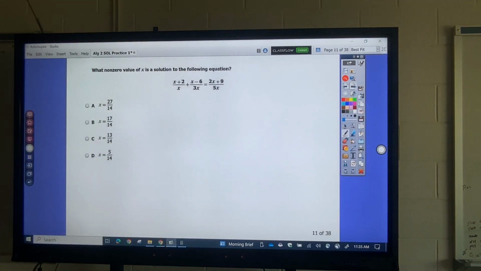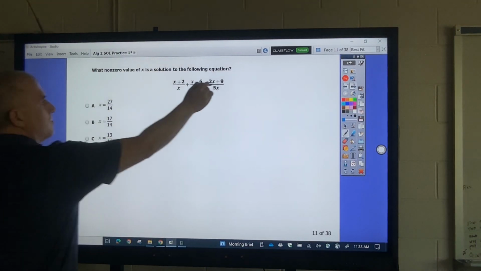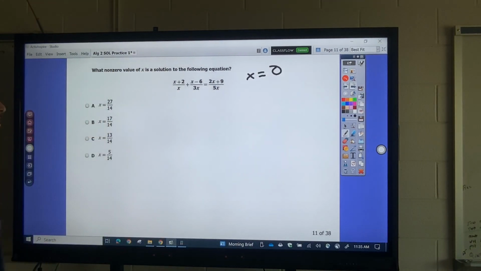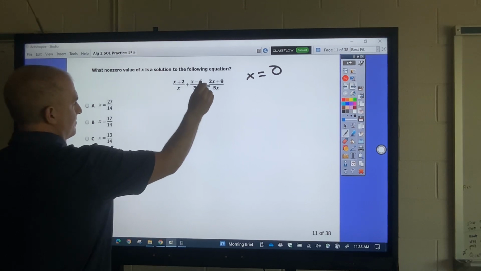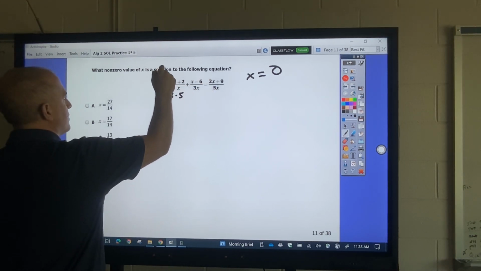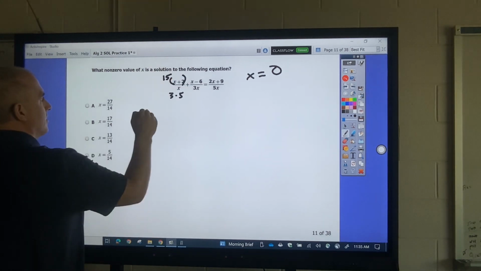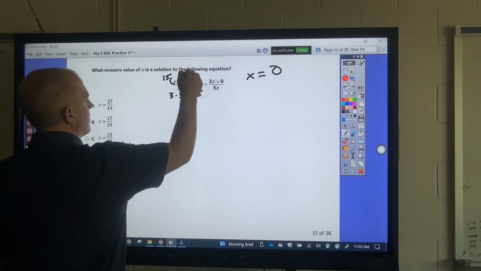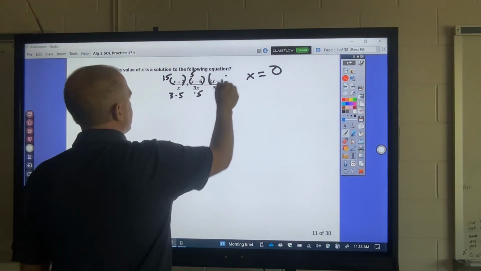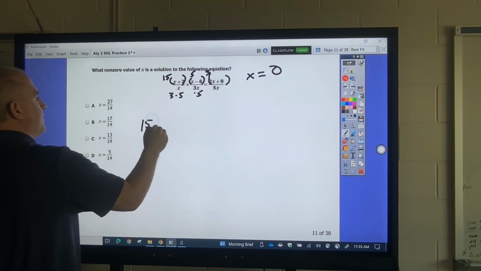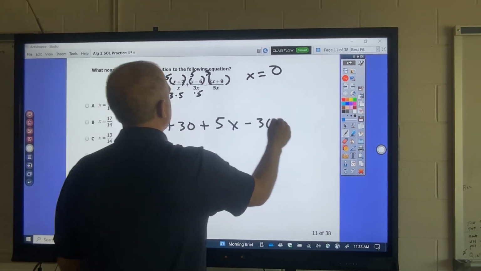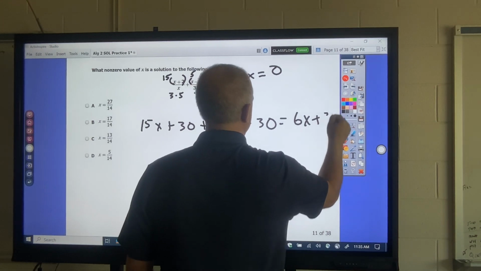Okay? Solving equations. First of all, you can't have something equal to 0 because if I put 0 in, that's no good. So I need a common denominator. That's 3 times 5 there. So that's going to be 15. So 15 times this. I would need a times 5 here. All right? So I'm going to multiply by 5 here. Here I need a times 3. Okay? So I got 15x plus 30. Plus 5x minus 30 equals 6x plus 27.